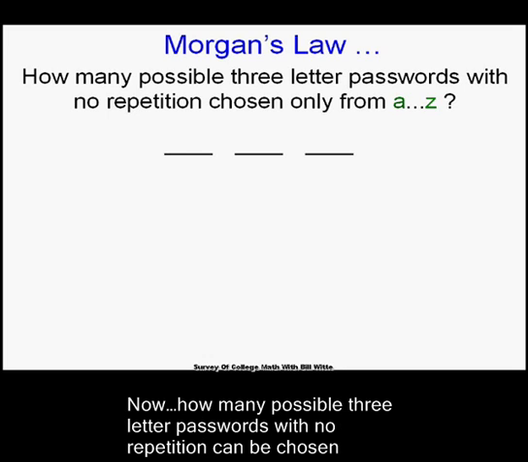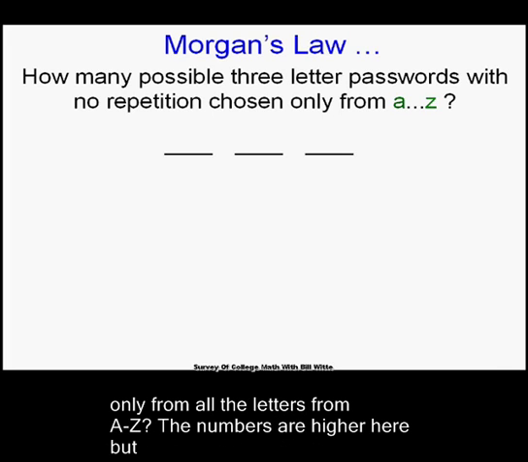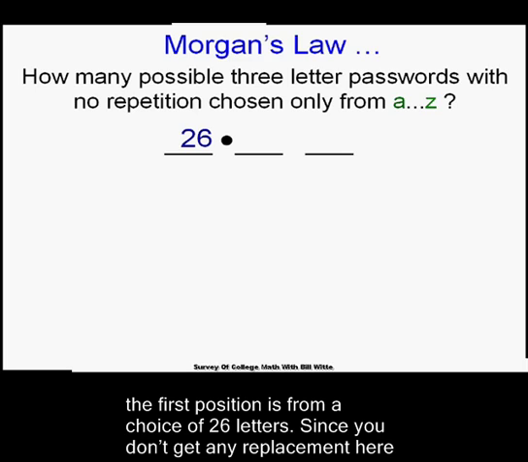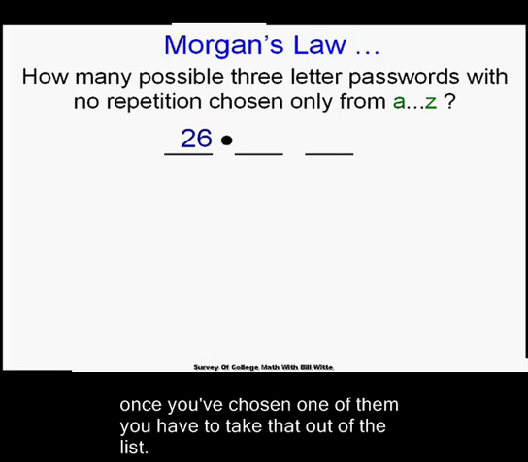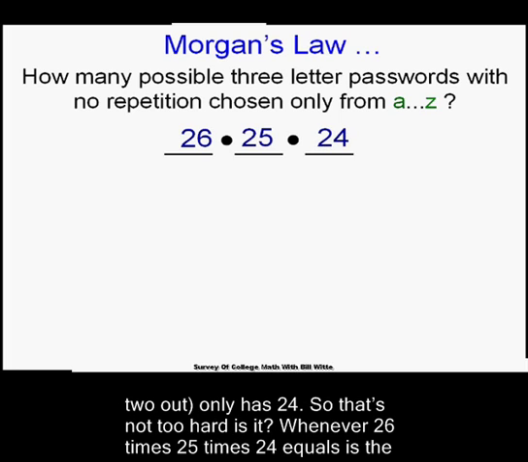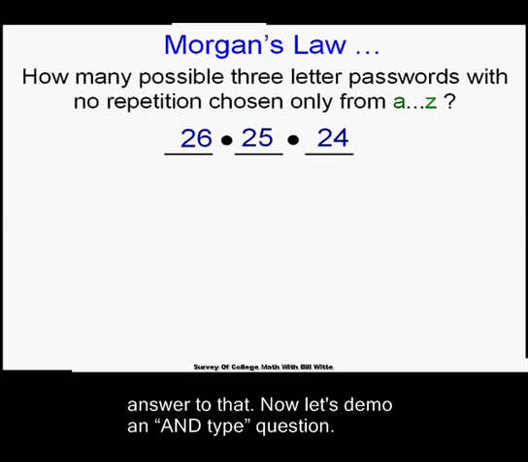How many possible 3-letter passwords with no repetition can be chosen only from all the letters from A to Z? The numbers are higher here, but I really think that this isn't any more difficult. We've got a 3-letter password. The first choice is 1 of 26 letters. Now, you don't get any replacement here. You can't have any repetition. So once you've chosen one of them, you have to take that out of the list. The second one only has 25, and the third one, consequently, you've taken 2 out, only has 24. So that's not too hard, is it? 26 times 25 times 24 is the answer to that.